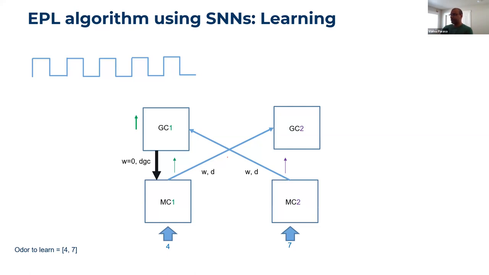But during the inference phase, the weight is non-0. So when we switch between learning and inference, we need to update the weights in this particular model.